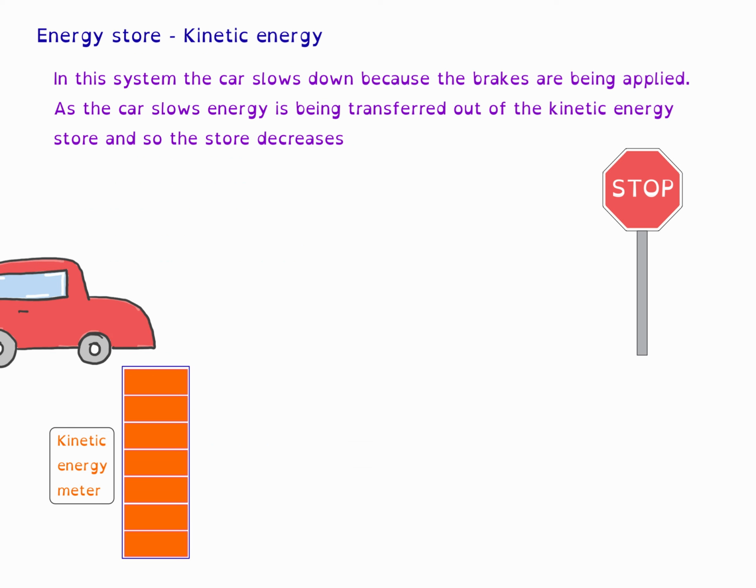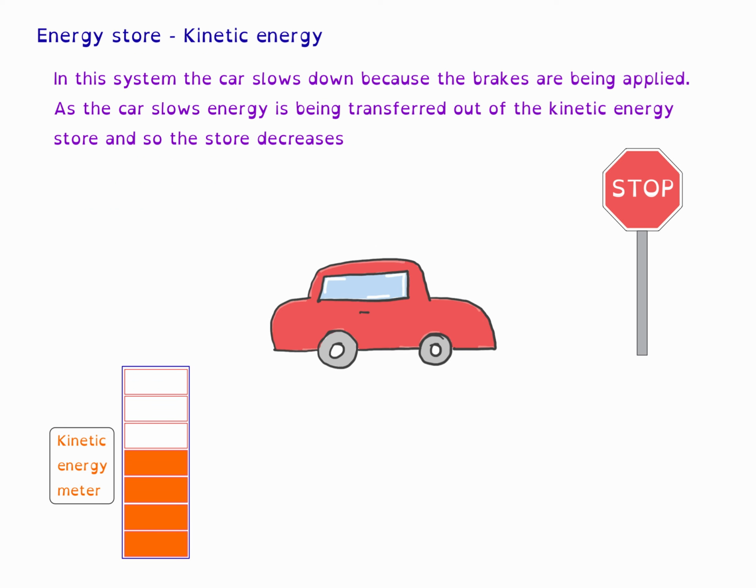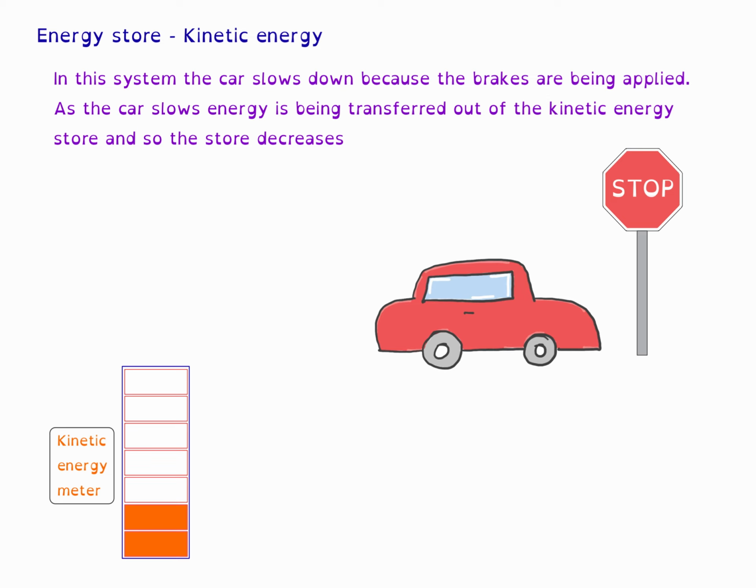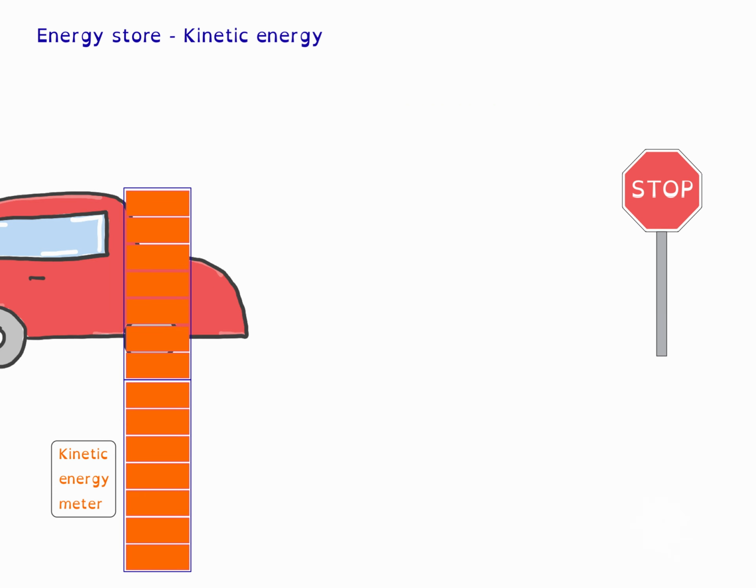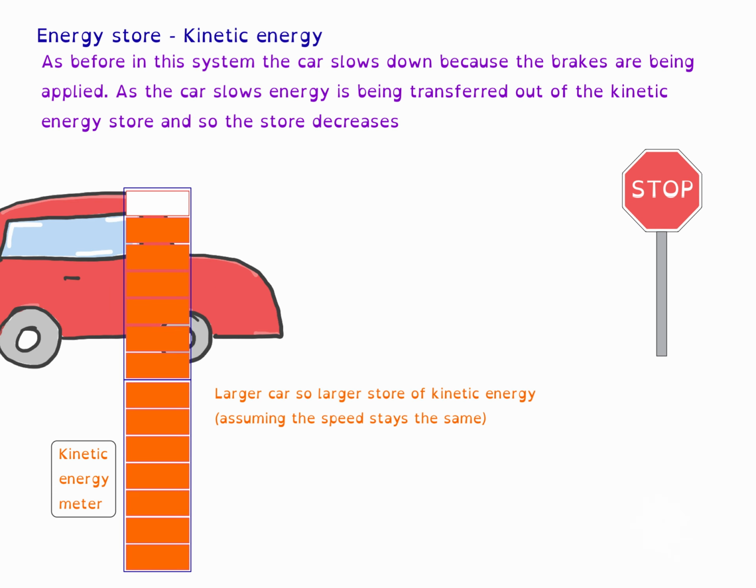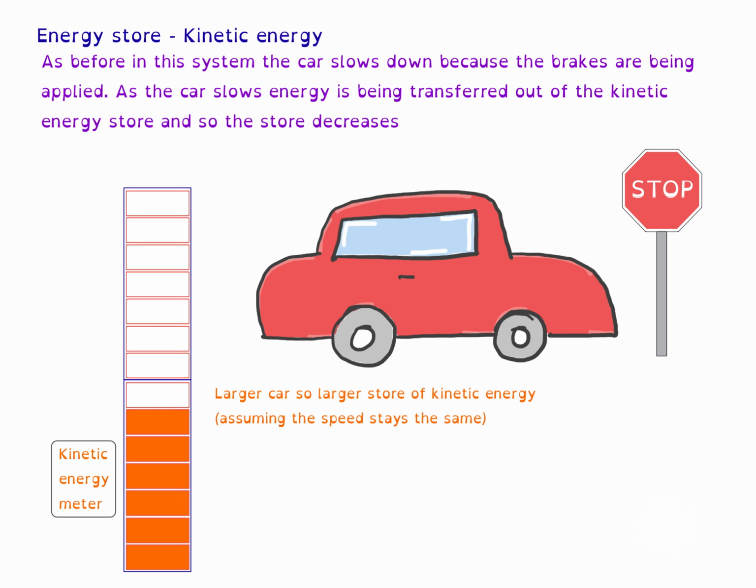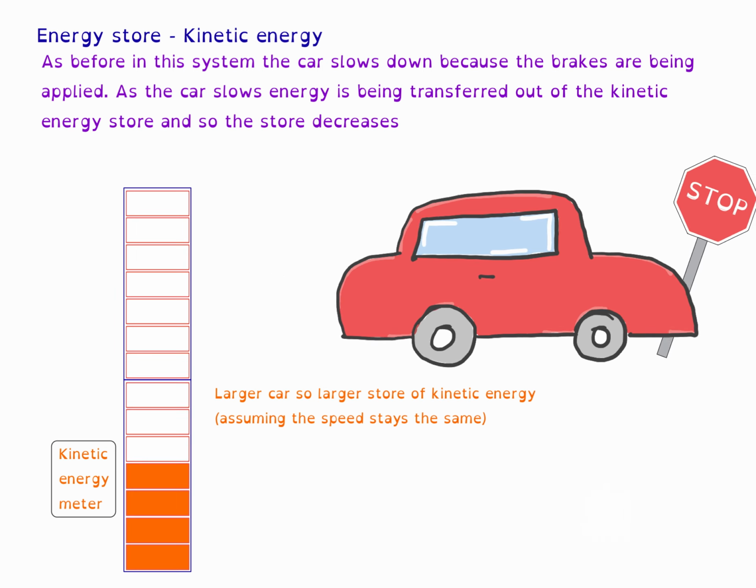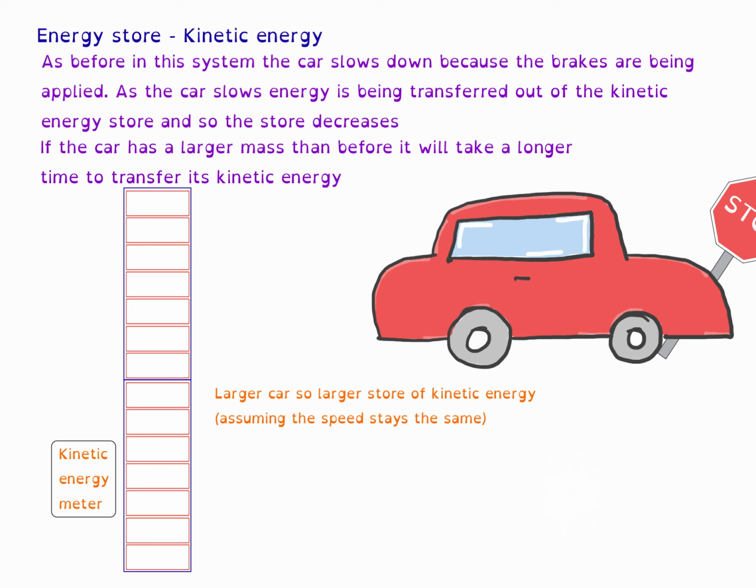In this system, the car slows down because the brakes are being applied. As the car slows, energy is being transferred out of the kinetic energy store, and so the store decreases. If the car has a larger mass than before, it will take a longer time to lose its kinetic energy.